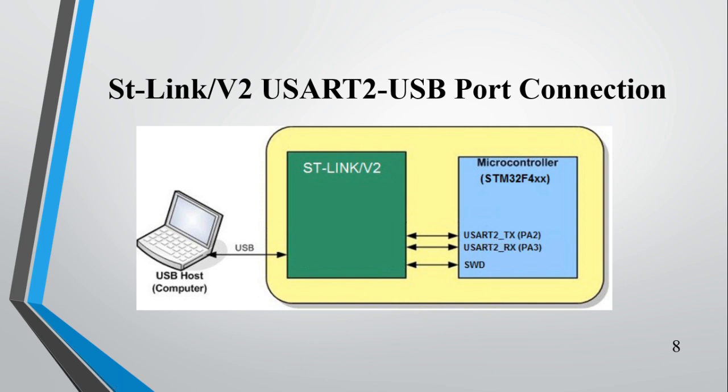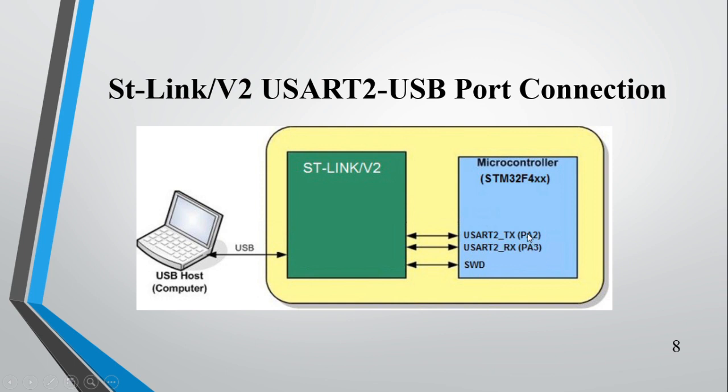The programming part will be done through the UART2 RX pin, that is PA3. That means whatever program you are writing on the PC will be sent through the ST-Link to the UART2 RX pin, that is PA3 of the microcontroller, so that the transmitted program from the PC can be received by the microcontroller through the UART2 RX pin. Similarly, for serial transmission, both the UART2 TX and RX pins, that is PA2 and PA3, will be used.